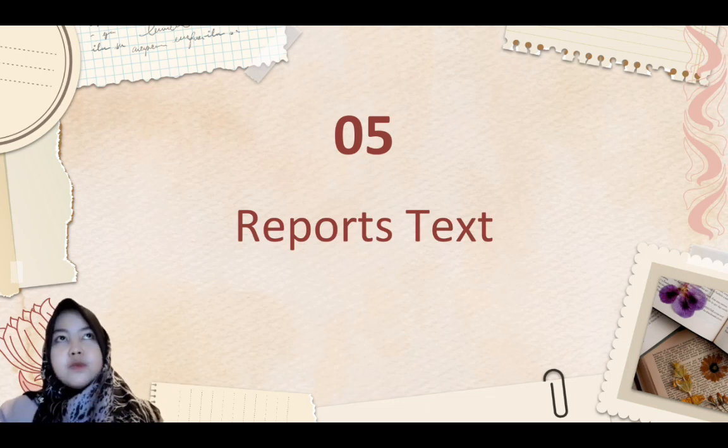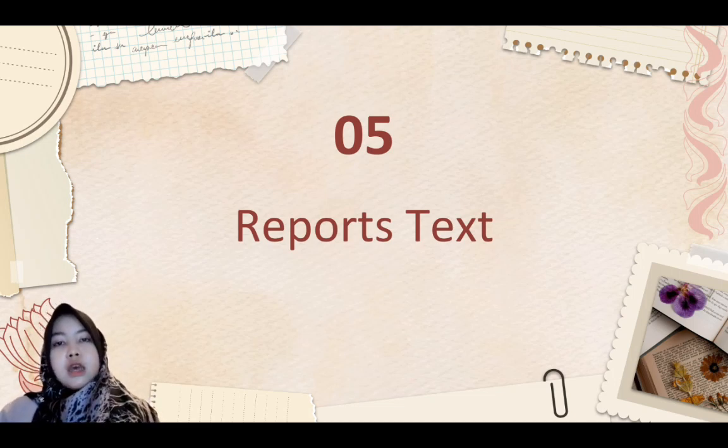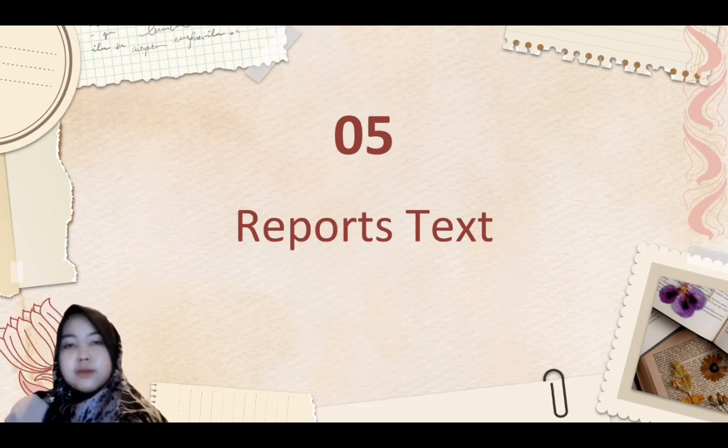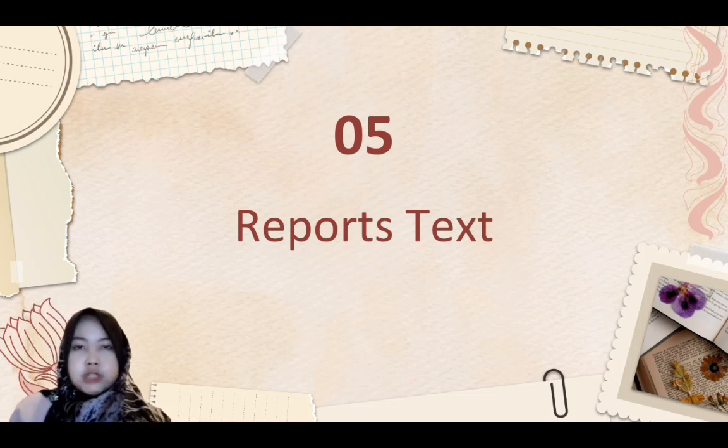Next, we have report text. A report text is a type of written document that provides information about a particular topic, event, or subject in an organized and factual manner. The primary purpose of a report text is to present data, findings, or details on a specific issue, often for the purpose of informing, analyzing, or making decisions.